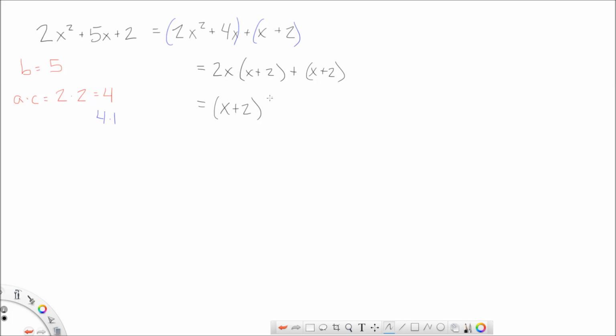And in this first term I'm left with 2x. And again, remember, if I factor out an x plus 2 from an x plus 2, I'm left with a 1 and not a 0. So just be careful with that. Now if I factor this quadratic here, I should get x plus 2 times 2x plus 1. And if you FOIL this out, you'll get back to what you started with.